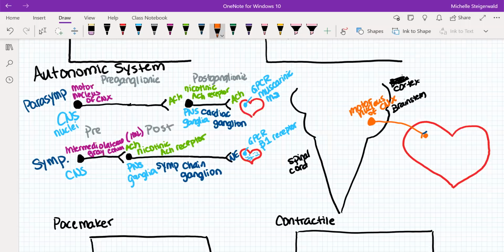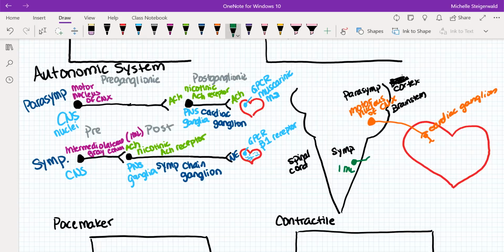Oops, I need orange. That's supposed to be orange. Okay, so this was then the cardiac ganglion. And then we'll do green. We'll do our school colors for our sympathetic system. Let me also label that. That was parasympathetic. This is sympathetic. So this is going to be in the spinal cord, still in the central nervous system, but in the spinal cord, in the IML.